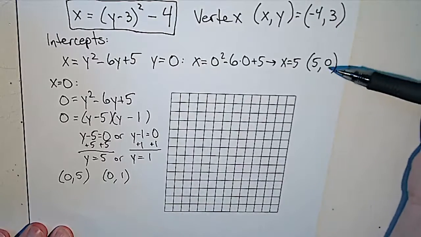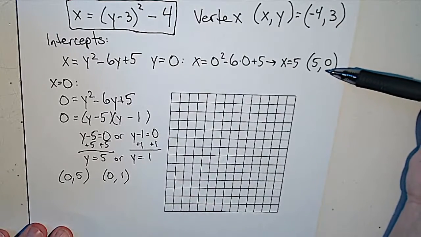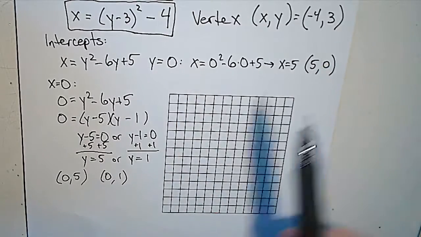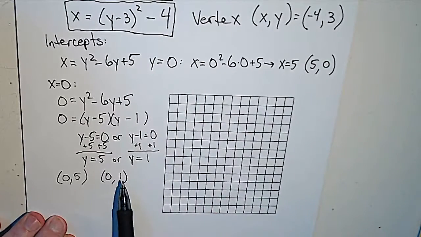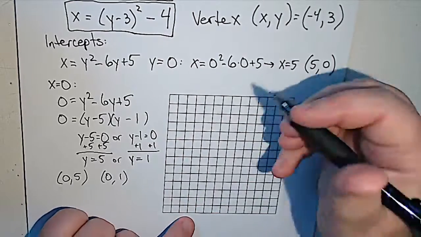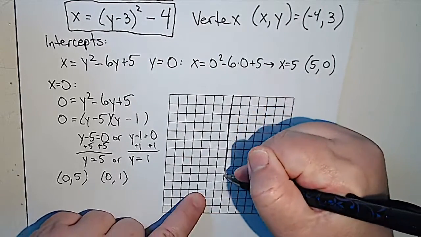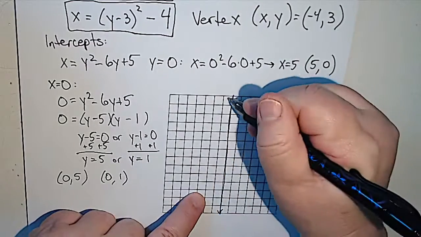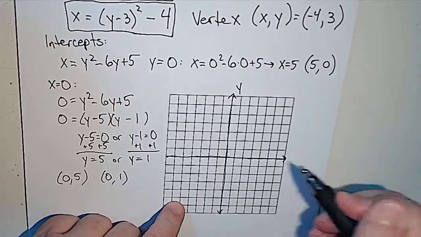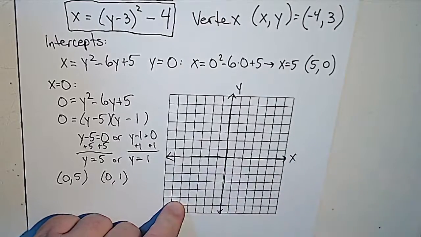I've got a vertex. I've got this one intercept. That's when y equals 0. So this is on the x-axis, and these two are on the y-axis. So, my numbers are all fairly small, so I'm going to go ahead and put my y-axis in the middle. Of course, as you can see, I'm using a ruler. Same thing with x, totally using a ruler.